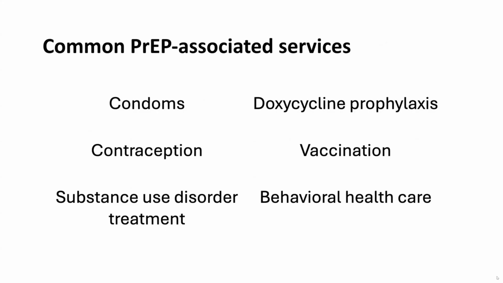Now, PrEP is more than just a medicine, and there are often other services that are provided alongside PrEP that can be extraordinarily helpful. And these include condoms. They can include the use of an antibiotic called doxycycline to prevent bacterial sexually transmitted infections like syphilis and chlamydia and gonorrhea. And I'm happy to talk more about that during the Q&A time if people are interested.